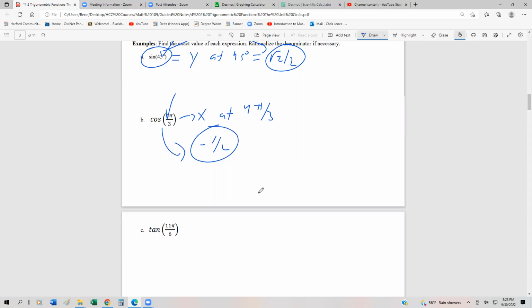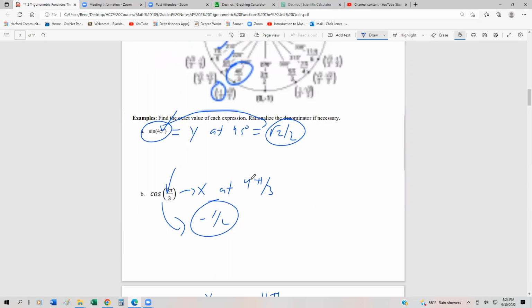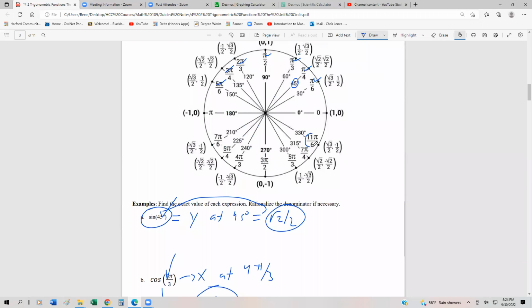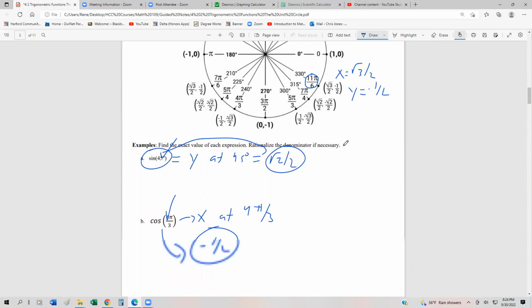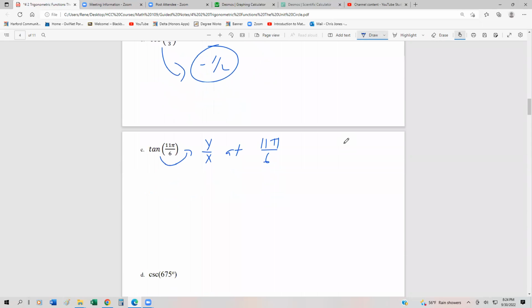So remember, the tangent is the ratio of y over x at the angle 11 pi 6. So let's go in the unit circle. We find 11 pi 6, and we notice that x is √3 over 2, and we notice that y is -1/2. And so this becomes -1/2 divided by √3 over 2. Okay, so that's y over x. So this is the y coordinate. This is the x coordinate.